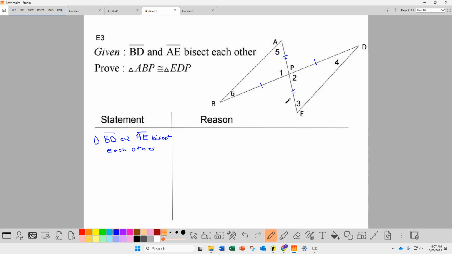Now, we just marked the picture. Now we need to write that. So number one, our reason is given. Get that on there first. Number two is going to be to say that those pieces are congruent. We just marked them congruent. Now we need to say it. So number two is going to be that BP, that's not a B, BP is going to be congruent to DP.